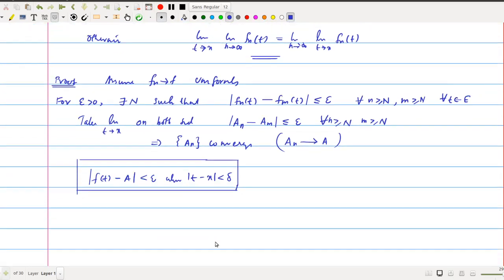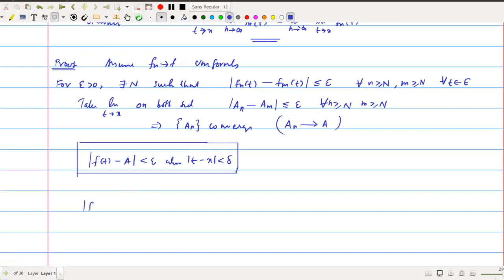Now, to prove this, we start with F of t minus A. Now we insert some terms in between this F of t and that A. First we insert Fn of t: F of t minus Fn of t plus Fn of t. So we have inserted Fn of t, then we have An minus A.